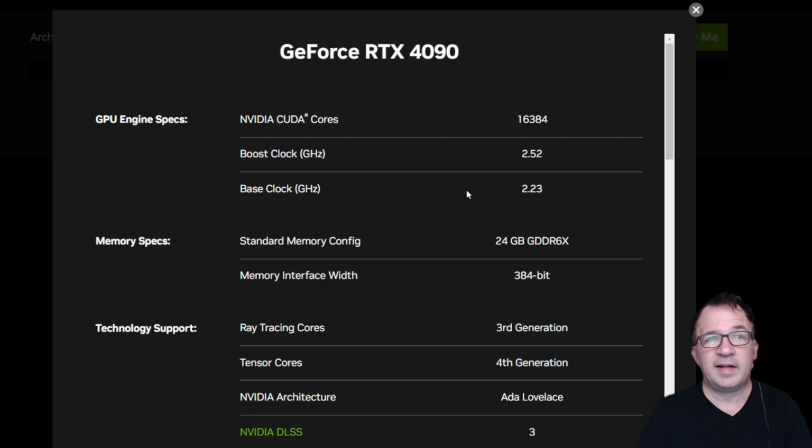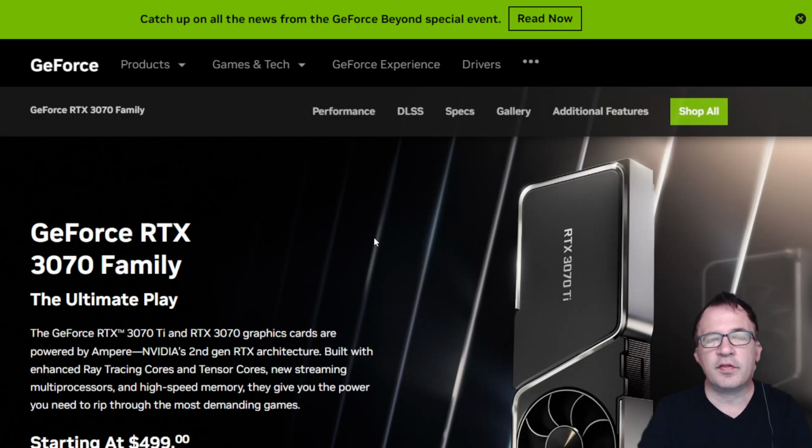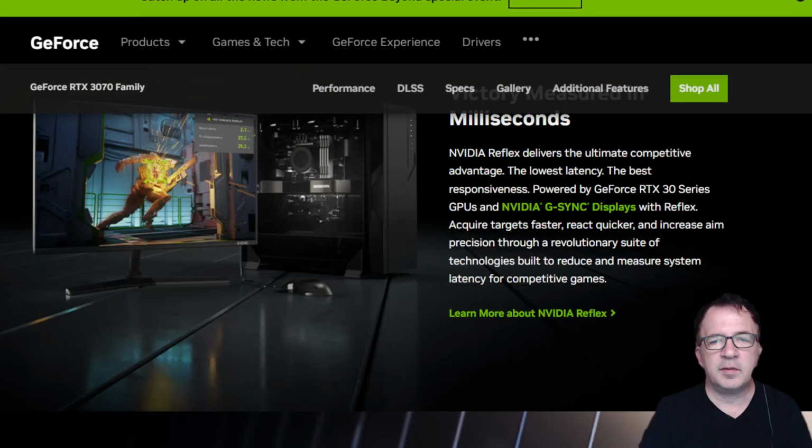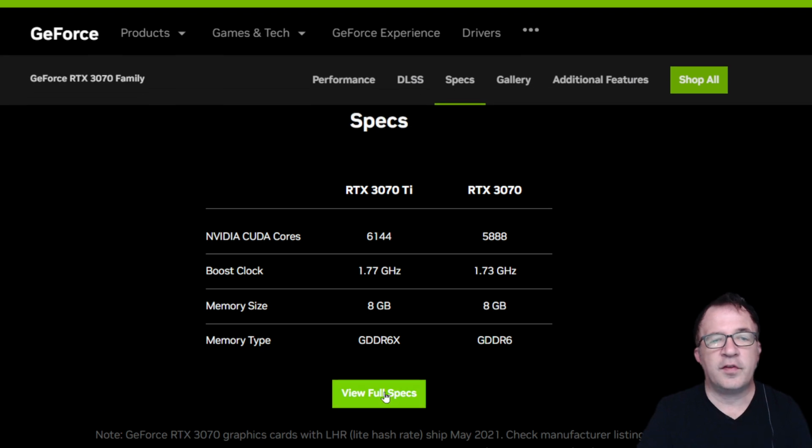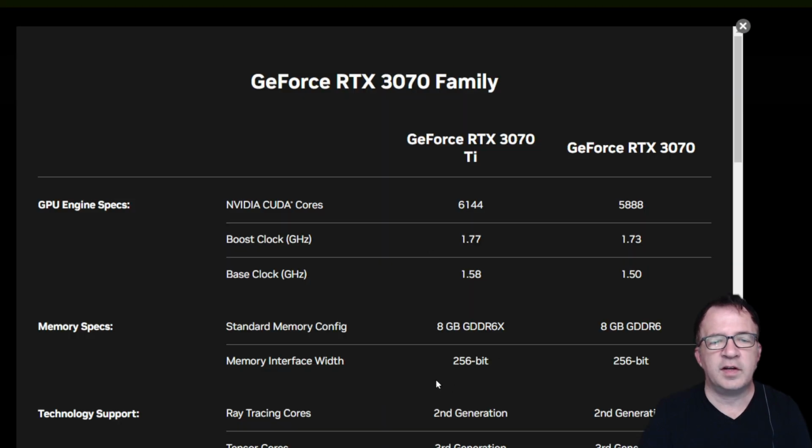So wow, that's a huge night and day difference. And if you look at even some of the cards that are really great cards, they're not the fastest, but they're extremely good for their efficiency and performance, like the 3070. Let me scroll down on this one, and you see on here, the 3070 Ti and the 3070, the memory interface width is 256-bit for both of them.